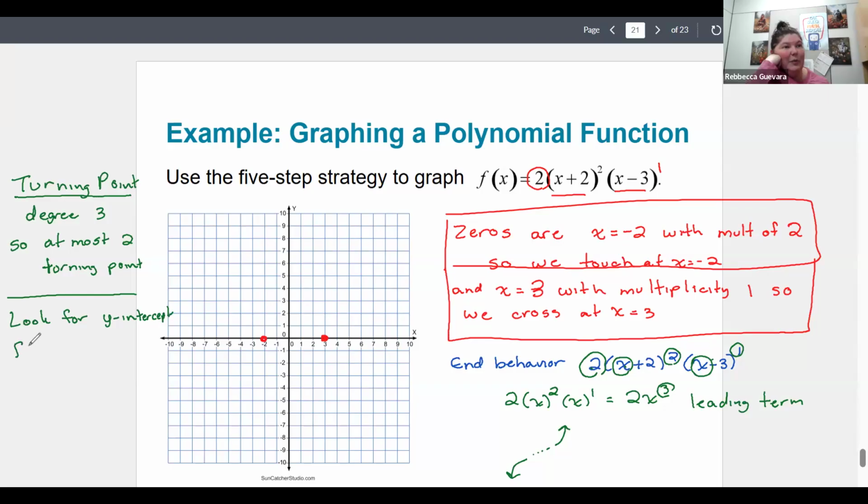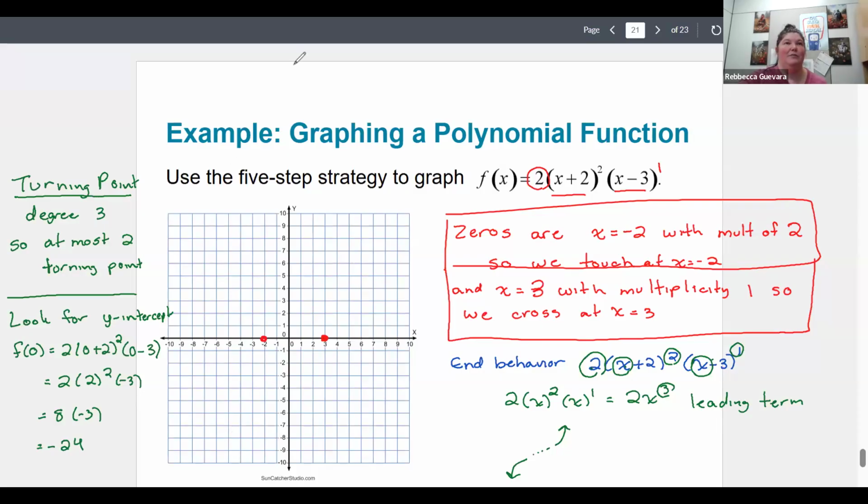So the y-intercept is going to happen when x is equal to 0. So I have 2 times 0 plus 2 squared times 0 minus 3. So that's going to be 2 times 2 squared times negative 3, or 8 times negative 3, or negative 24. So it's going to tell you that this is supposed to be way off the map, way off of here. So it gives you a better idea of how this should be graphed.